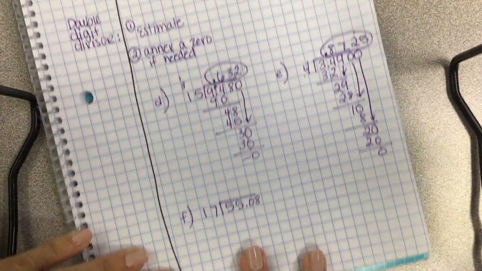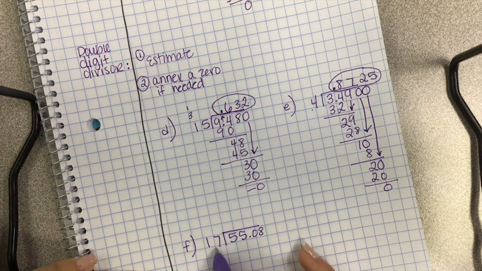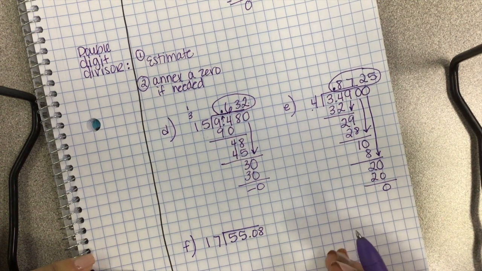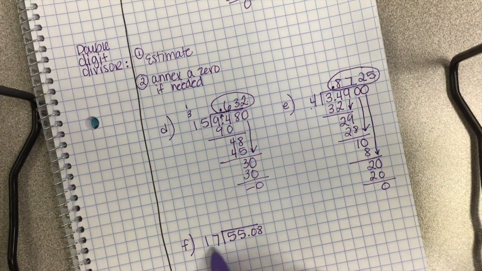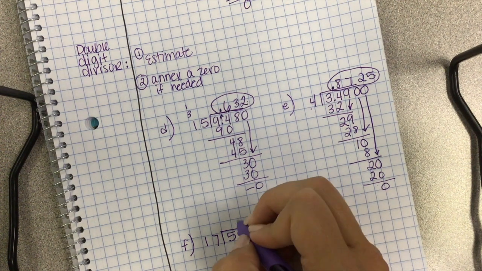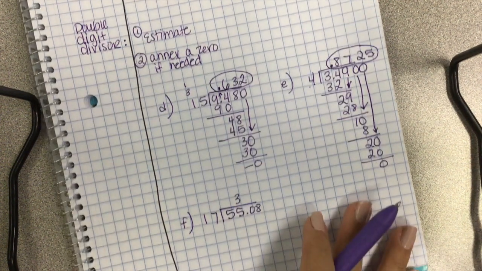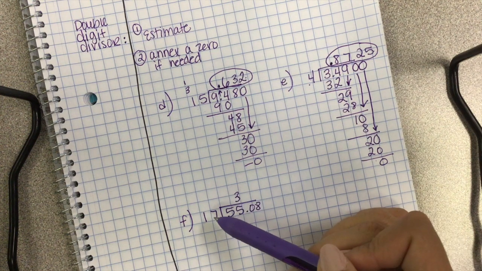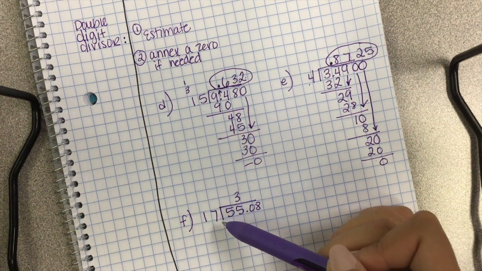Okay, so just like my rules, you have to estimate first. So 17 goes into 55. Gosh. Well, let's think if this was 15 going into 60. If it was 15, if it went in twice, it would be 30. So I'm going to try 3 times. I'm going to estimate 3 times. And then I go 3 times 7 is 21.